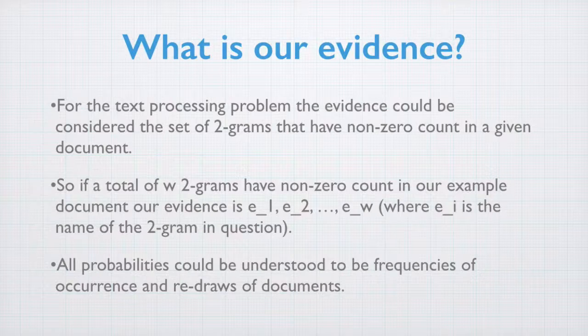What do we mean by evidence? For text processing, it's often something as simple as whether a given 2-gram is in a document or not. We would then convert a document into a vector of length w of 2-grams, which has ones where the document has a given 2-gram. Or we could write that as a list or a multiset. When we go to compute probabilities over these evidences, remember all probabilities are just under redraws of documents from a given corpus.